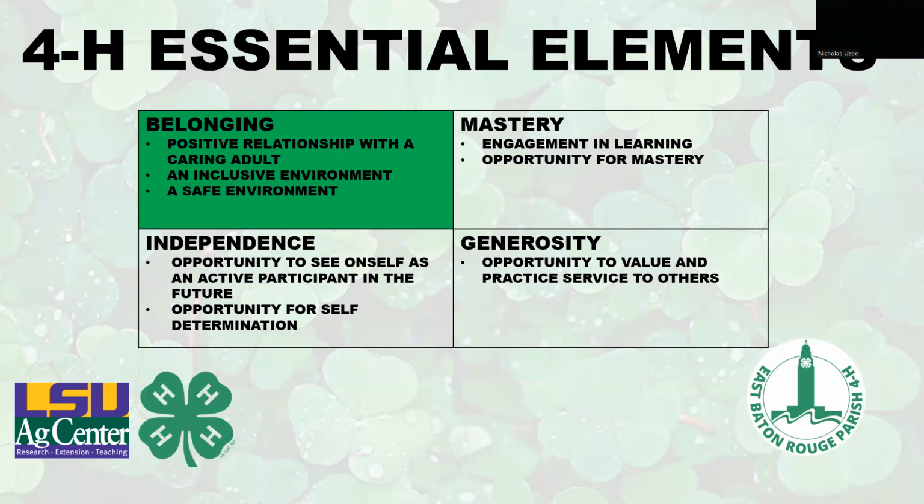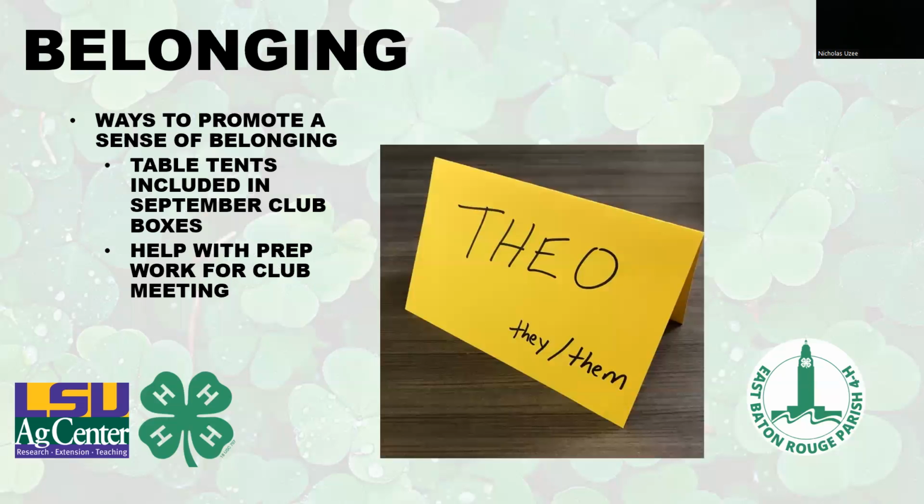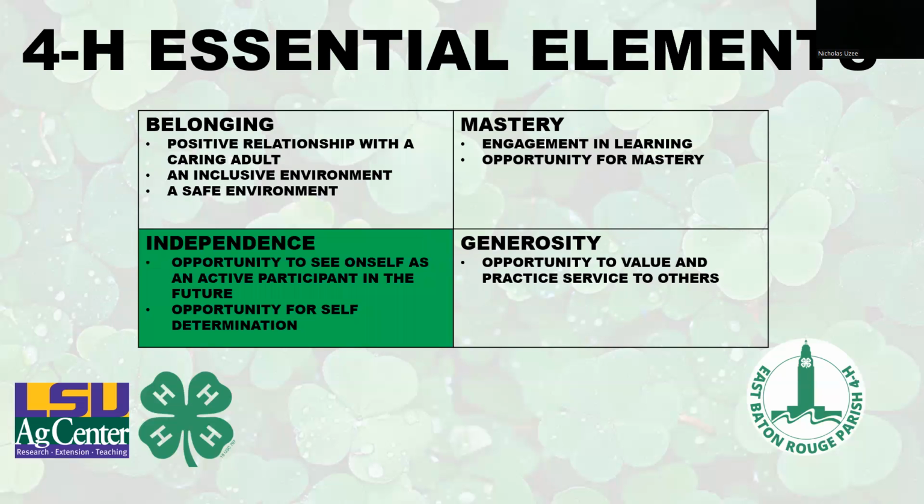One way that we can accomplish this is to involve members in the meeting by asking them to create a table tent or a name tag to engage them. Another way to do this is to ask youth for assistance when preparing for the day's meeting. Through these activities, it is our hope that youth are learning to be independent by actively participating in the club meeting and having the ability to determine their own choices within that club setting.